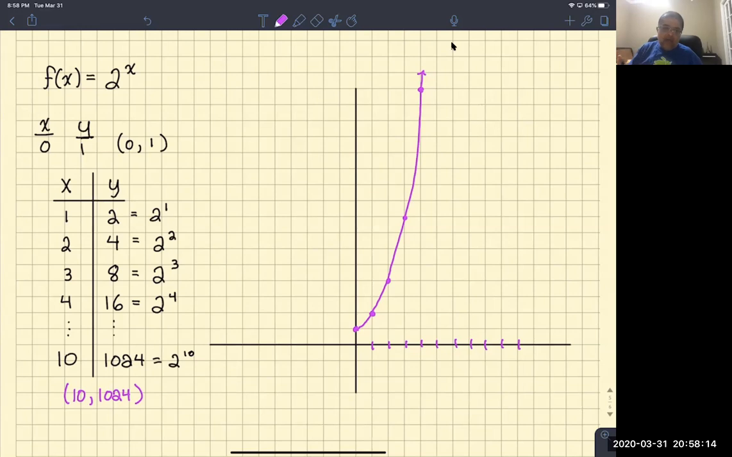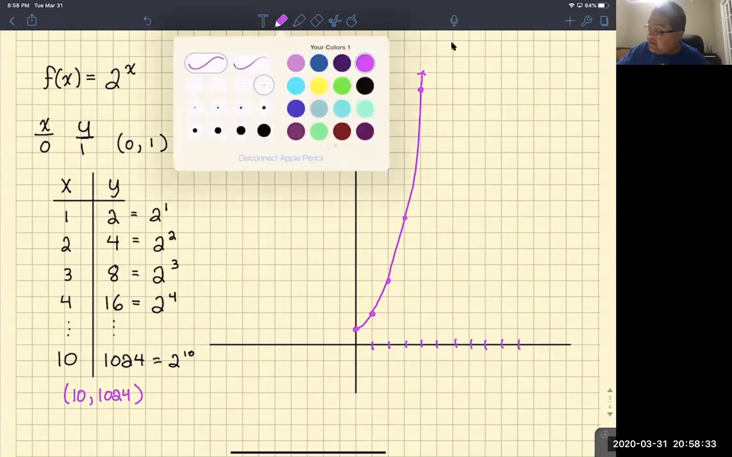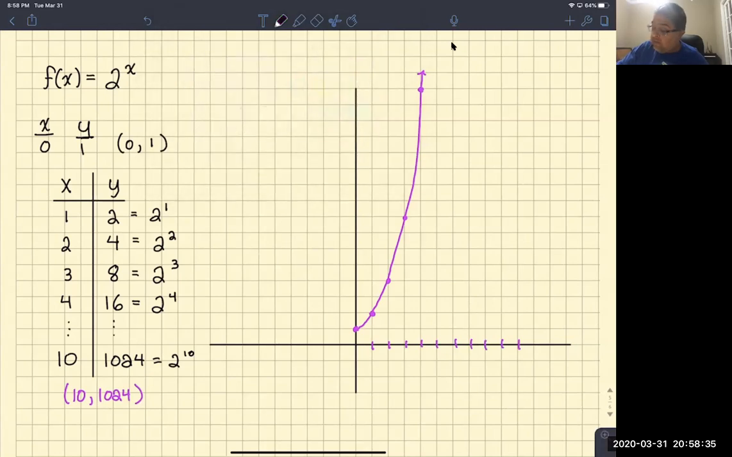And this is why exponential functions are pretty important, because in mathematics, exponential functions are the fastest growing functions that we have, okay? And they get very large very quickly. Now, let's see what happens when we go the other way, okay?